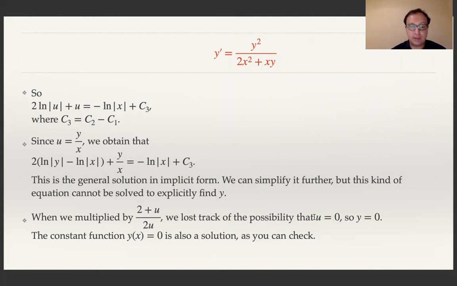Let's examine this possibility. If u of x is the constant function 0, then y is u times x. So 0 times x is 0 as well. So y is also the constant function 0. And notice that if you plug the constant function 0 into the equation, it is a solution, because if y is 0 in the equation, then the fraction on the right-hand side is 0, and then y prime is also 0 because the derivative of a constant function is 0. So this is a solution that we had missed. So in addition to the general solution described before, we have one extra solution, the constant function y of x is equal to 0.